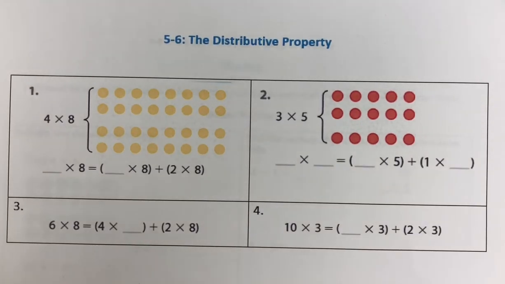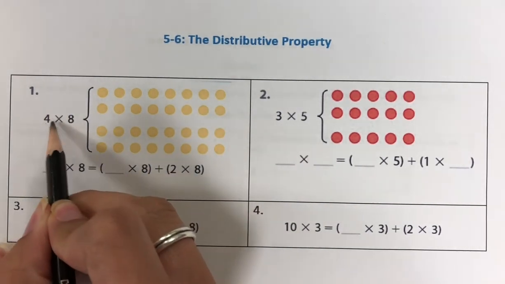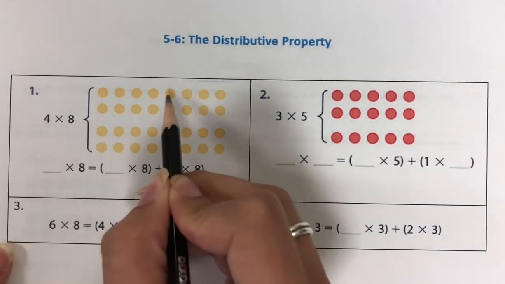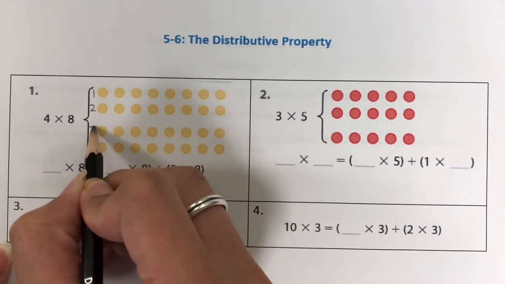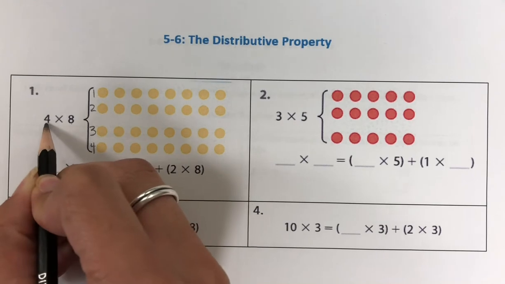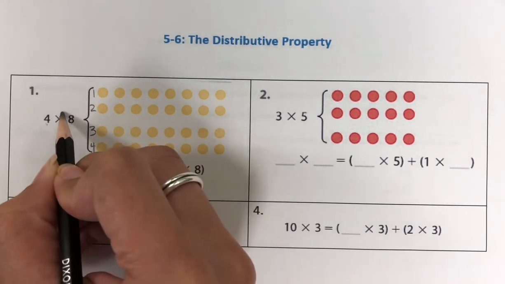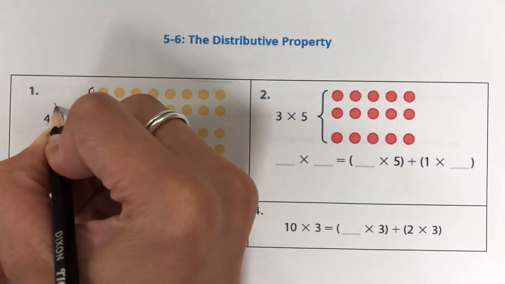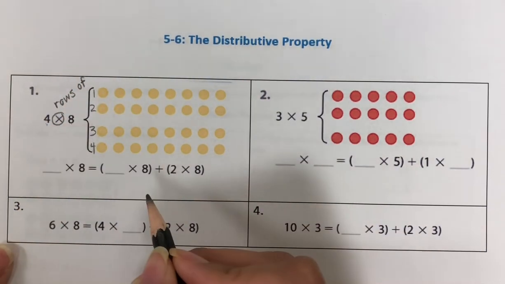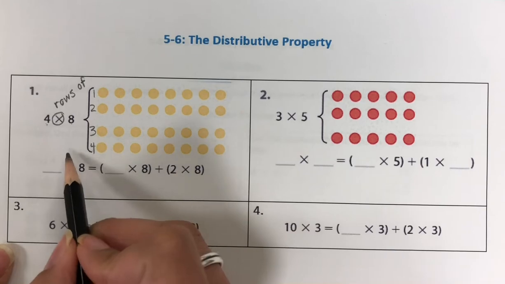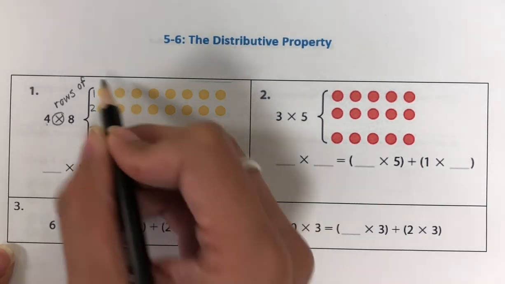All right, let's take a look at the distributive property 5-6. Problem number 1. Here we have 4 times 8, okay? That is the array. We have 1, 2, 3, 4 rows. The X stands for rows of, when we have a multiplication sentence with an array. So here we have 4 rows of 8.